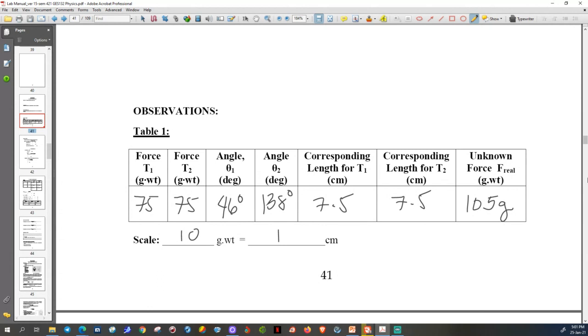Okay. So how I got 7.5, I want you to look. First, we need to make a scale of 10 is to 1. Why 10 is to 1? Because this number is too big and it's also in gram. We want it to be smaller and also in centi. That's why we choose 10 is to 1. Then we divide 75 by 10 and it becomes 7.5. Is that clear now?